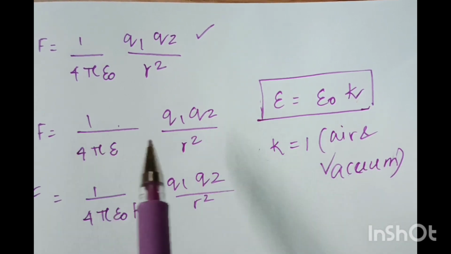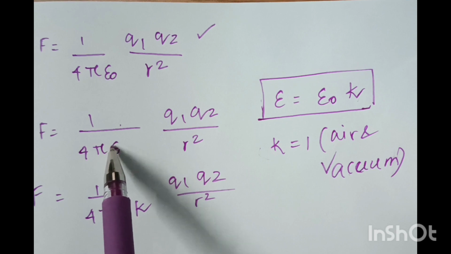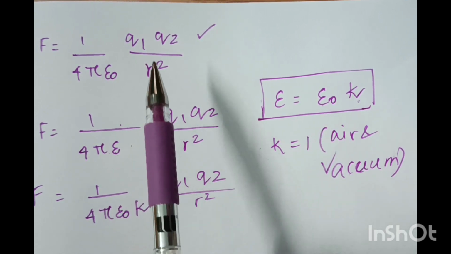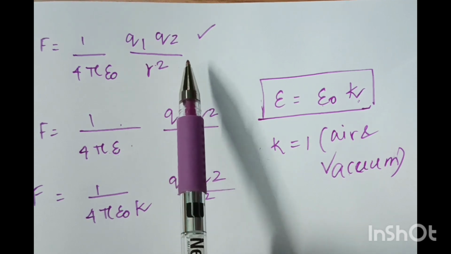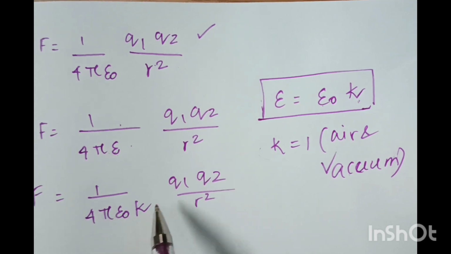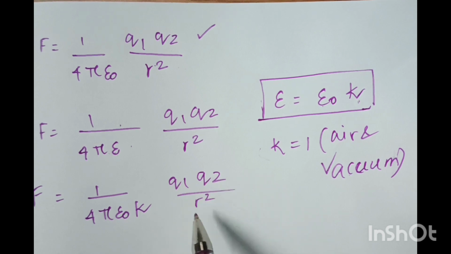So if it is air, then instead of ε0, we substitute ε0 times K, and that K will be equal to 1. So this is the formula suited for air or vacuum. But in other cases, if it is in some medium, then the force is equal to 1/(4π ε0 K) q1 q2 / r².